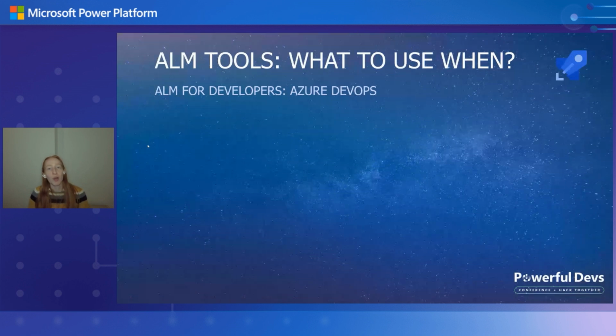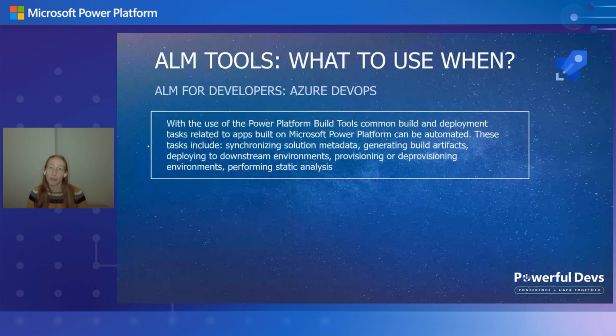Now, if I want to use it in a Power Platform context, then I can use the Power Platform build tools. And as described in the documentation, with these Power Platform build tools, which include common build and deployment tasks related to apps built on Microsoft Power Platform, they can be automated. So these tasks can include things like synchronizing solution metadata, generating build artifacts, deploying downstream environments, provisioning or deprovisioning environments, performing static analysis, and so on. So as you see, there's much more available than just the deployment phase. So it's much more than just building an artifact and releasing it.